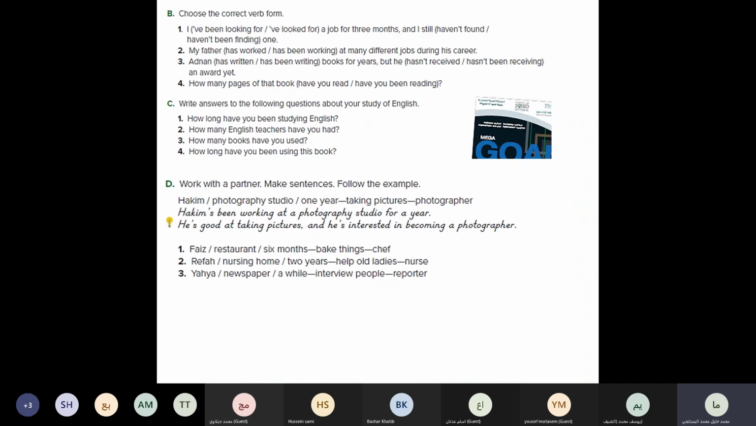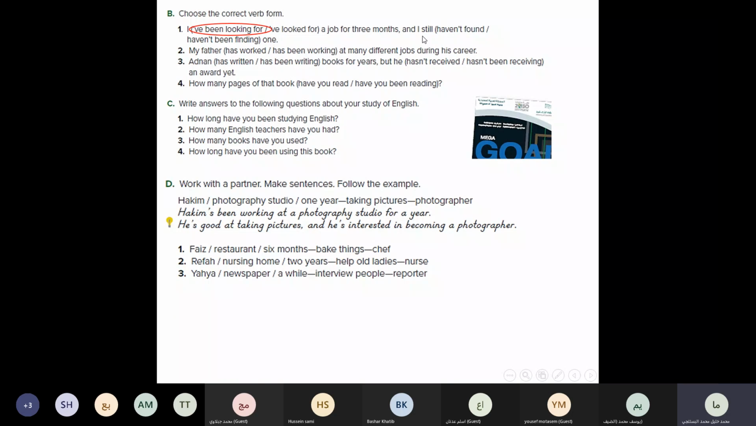Okay, now move to exercise B. We are going to choose the correct verb. Yes, what's your name? Muhammad, go ahead. Choose the correct verb form. I have been looking for a job for 3 months and I still haven't found one. I have been looking for a job for 3 months. You realize here we have what? Time. I'm still looking up to now, but it started in the past. So we focus on what, Walid? On time. I have been looking for a job for 3 months.